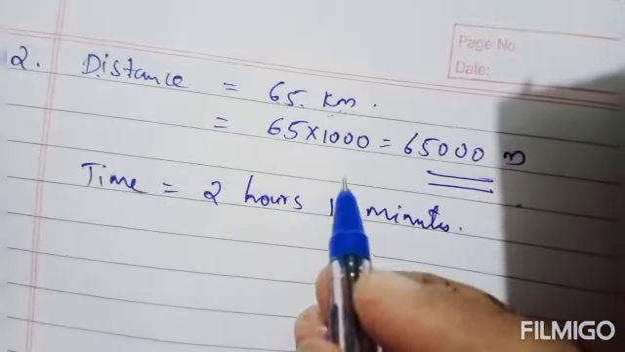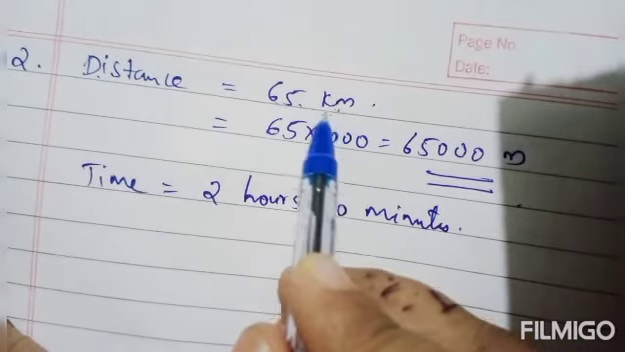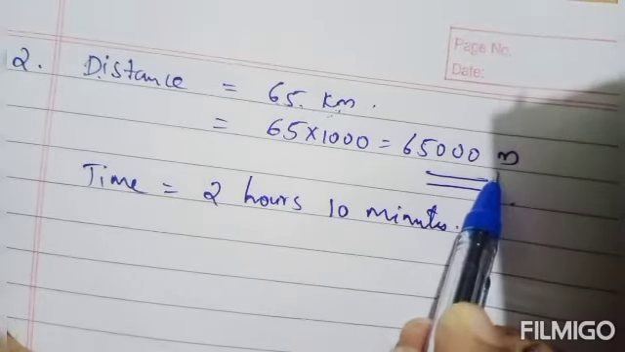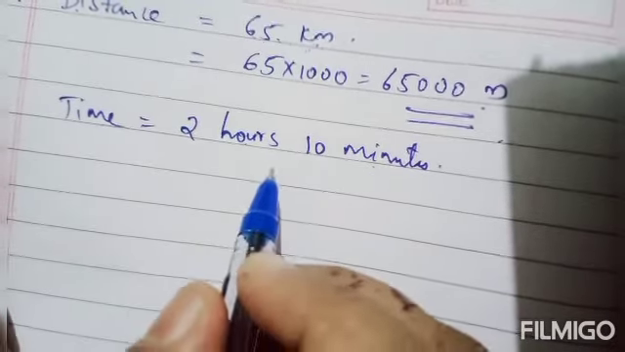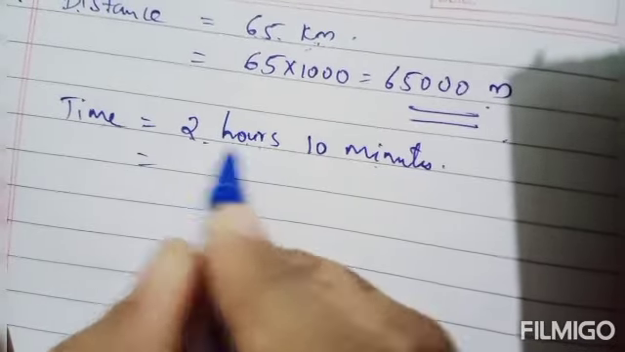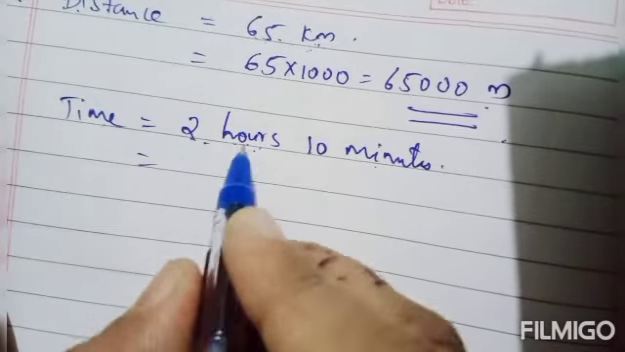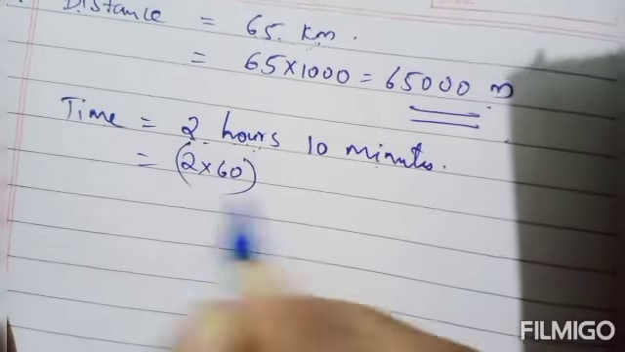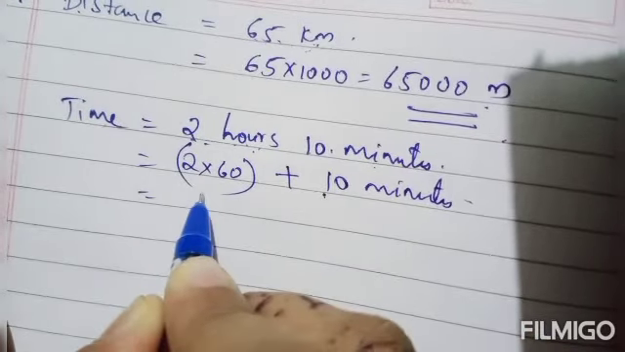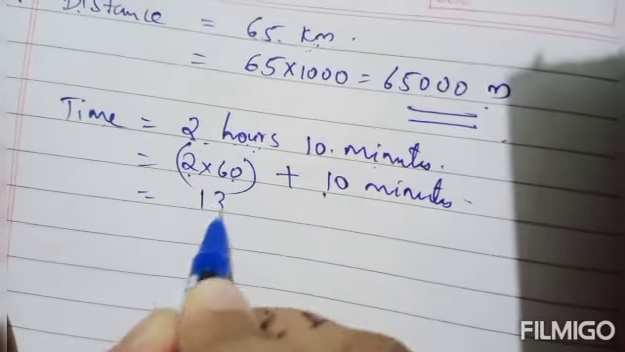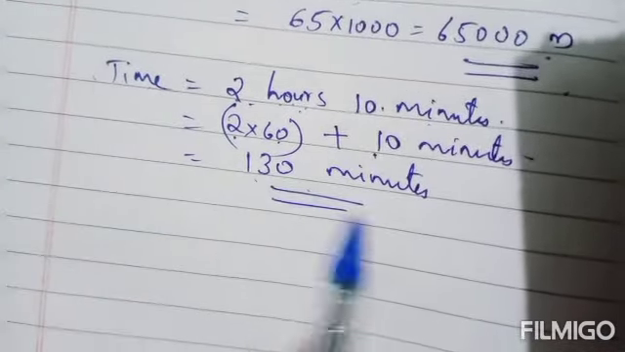You have to find the speed in meter per minute. So here distance is given in kilometer, convert that to meter. Time is given in hours and minutes, you have to convert this to minutes. So 2 hours on converting to minutes, 1 hour is 60 minutes. So 2 hours is 2 into 60 plus this 10 minutes. That is 120 plus 10, you will get 130 minutes. So you got time in minutes.